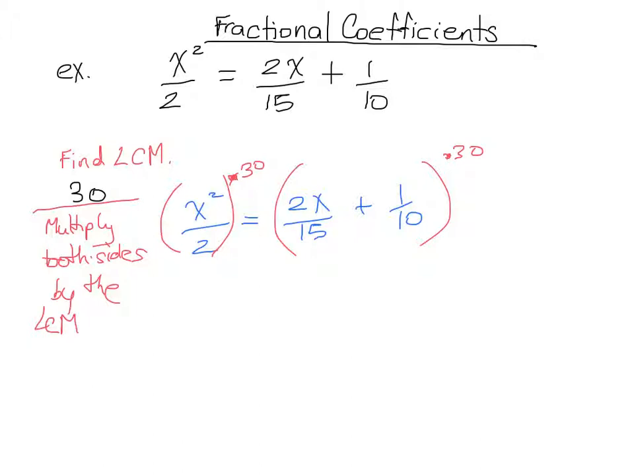So on the left side we have 30x squared over 2. And on the right side we have 30 times 2 gives us 60, so 60x over 15 plus, and here we have 30 times 1.